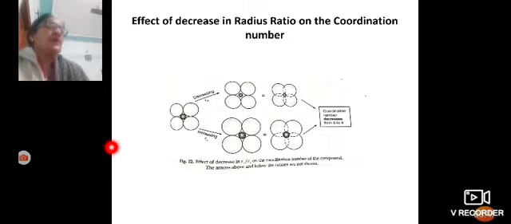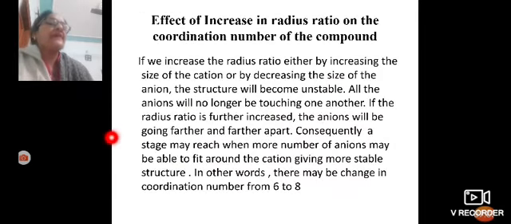If we decrease the radius ratio, the coordination number also decreases from 6 to 4. Next is the effect of increase in radius ratio on the coordination number of the compound. If we increase the radius ratio either by increasing the size of the cation or by decreasing the size of the anion, the structure will become unstable.